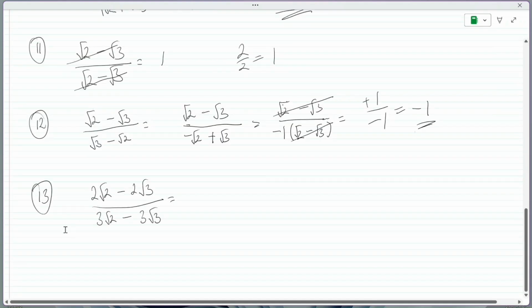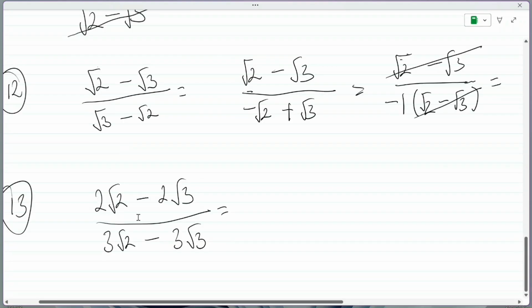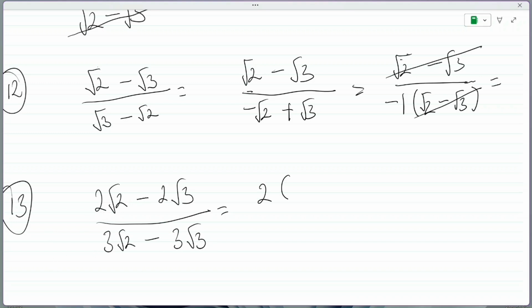The 13th question. We have 2 root 2 minus 2 root 3 over 3 root 2 minus 3 root 3. If you have this kind of question, at the numerator you have 2 common, at the denominator you have 3 common. You bring out what is common, you factorize at both the numerator and the denominator. 2 is common here, you bring out 2, you'll be left with 2 divided by 2 root 2. The 2 will take the 2, leaving the root 2 behind. You'll be left with root 2 minus this same 2 in 2 root 3.